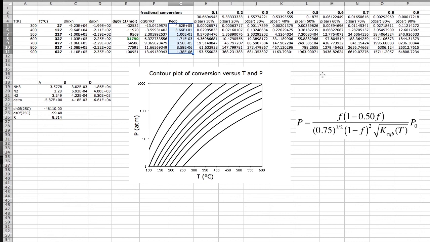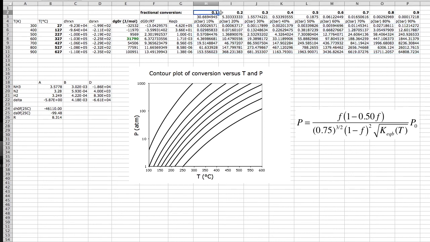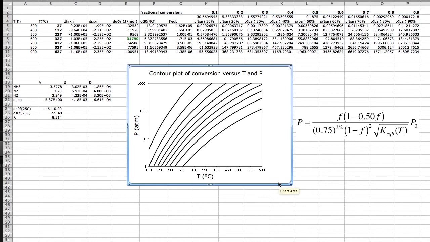Using these values and the material balance we worked out earlier, we can calculate pressure as a function of temperature along the vertical axis of the table and fractional conversion along the horizontal axis. The result is the same chart we used in episode A1 to understand some of the process design decisions made by Haber and Bosch in developing a commercial process for producing ammonia.